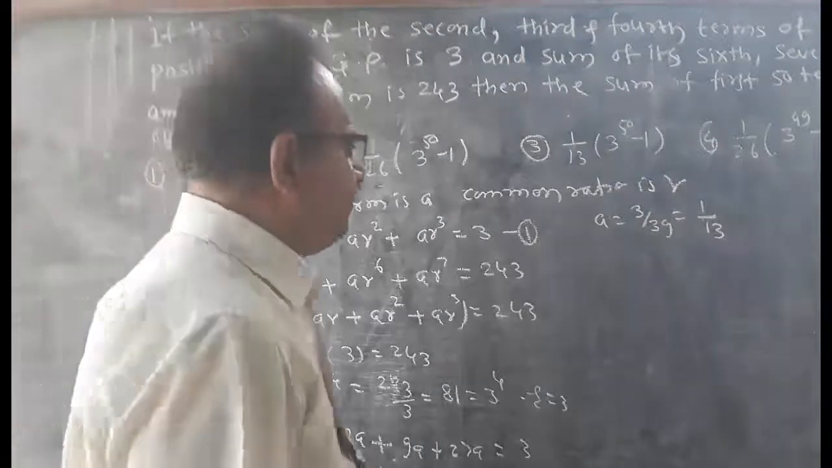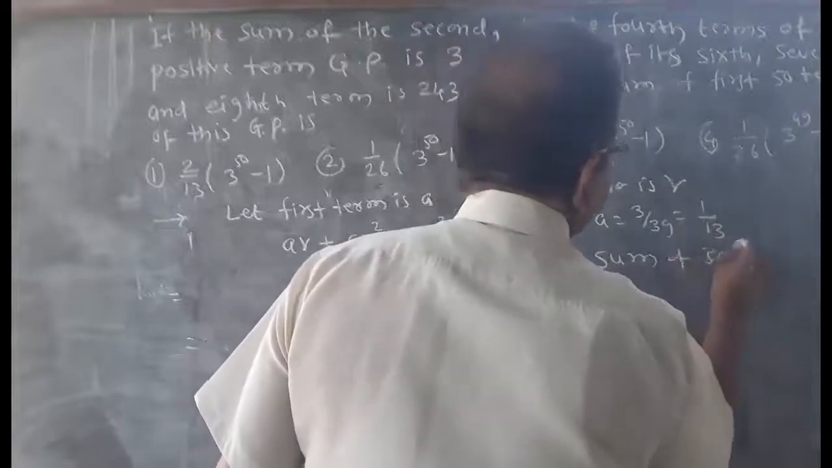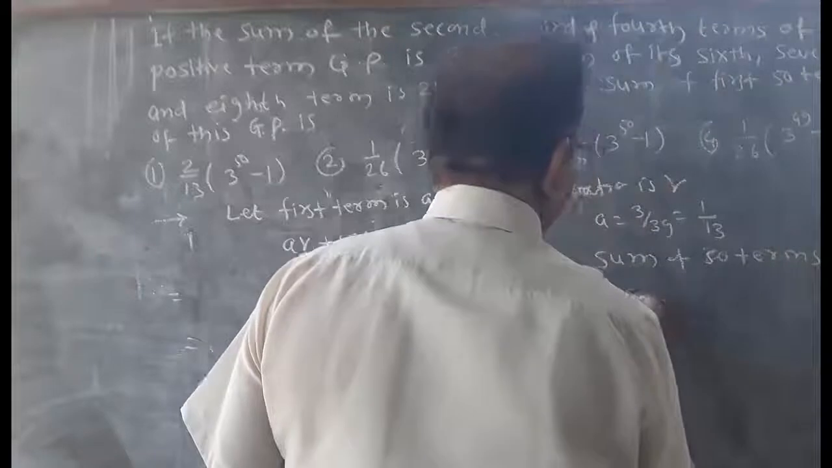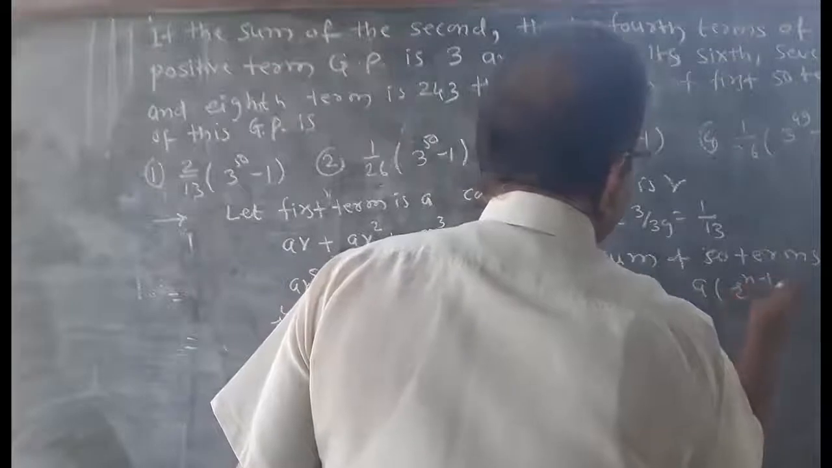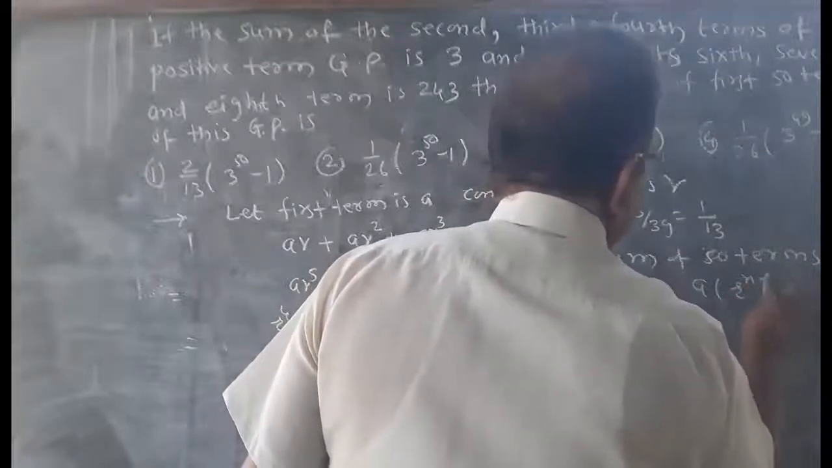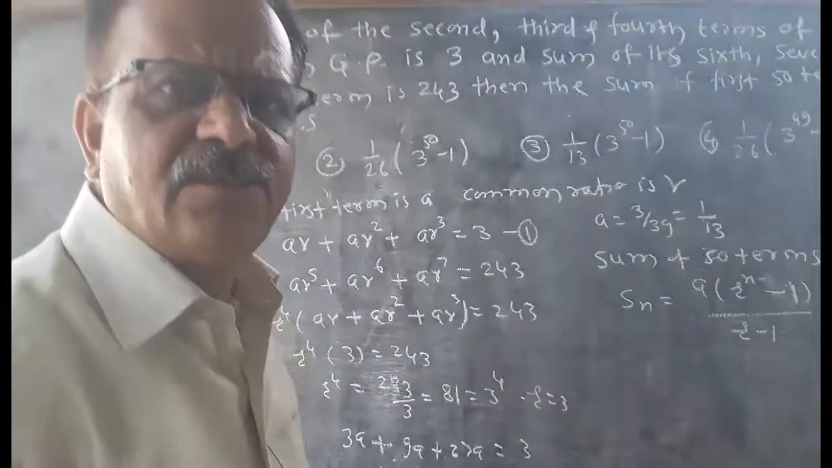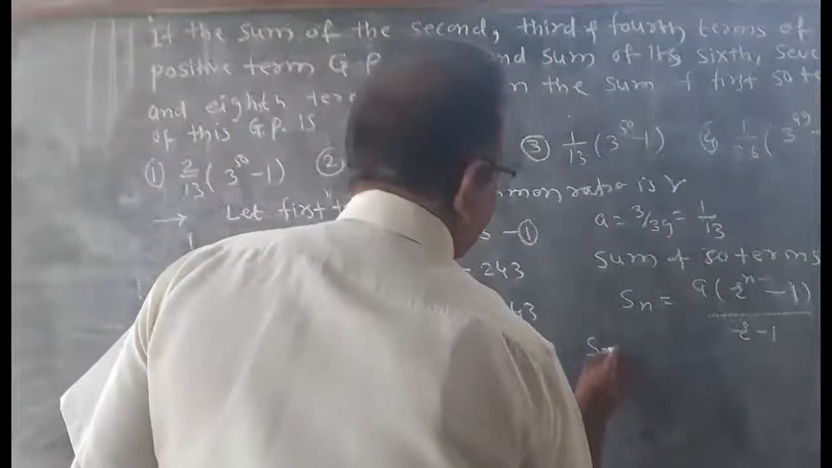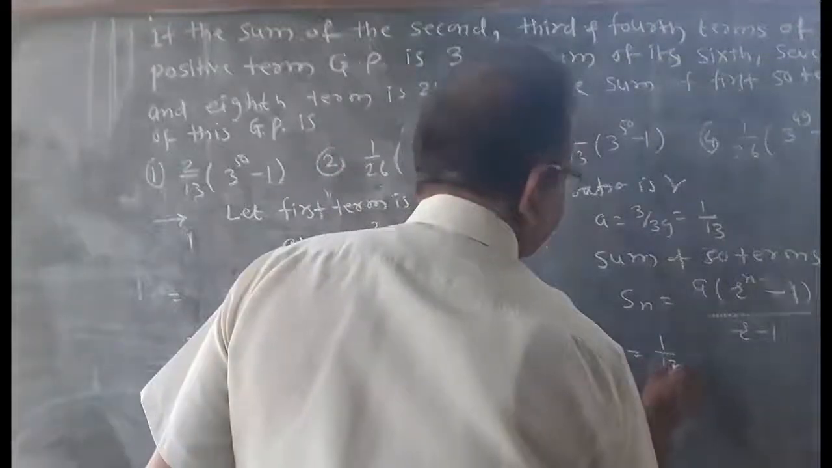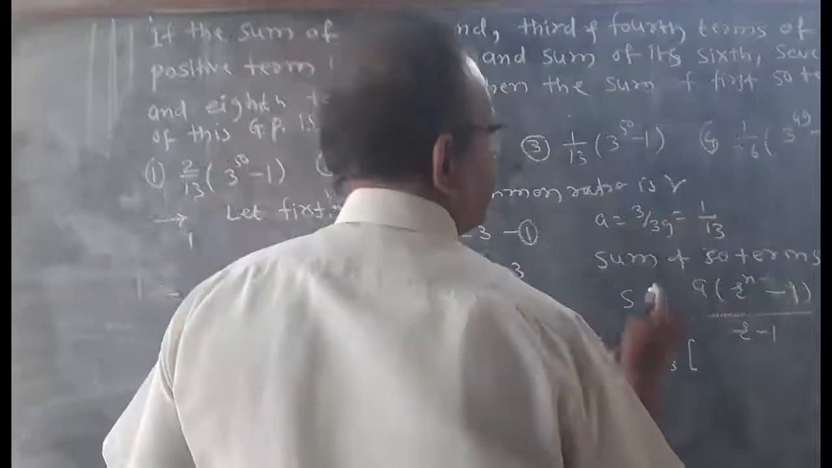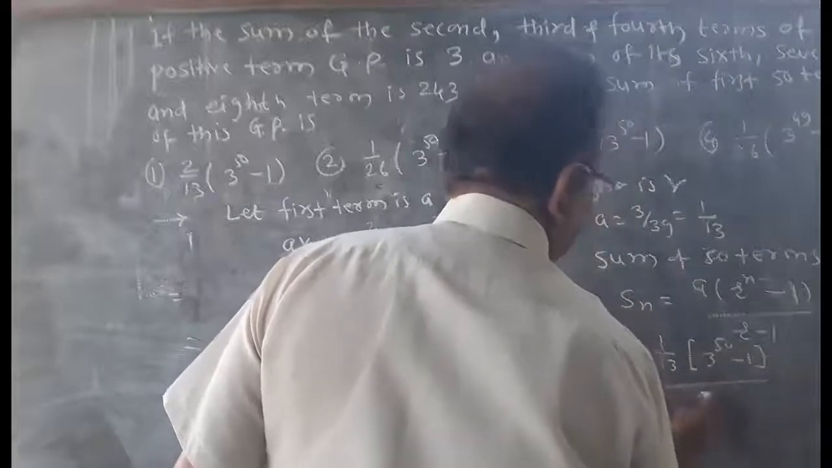Hence, the sum of 50 terms is Sn equals A into R raised to n minus 1, divided by R minus 1. This is the formula. We shall substitute values in this formula. We will get S50, that is the sum of first 50 terms, equal to A, where A is 1 by 13, into 3 raised to 50 minus 1, divided by 3 minus 1.